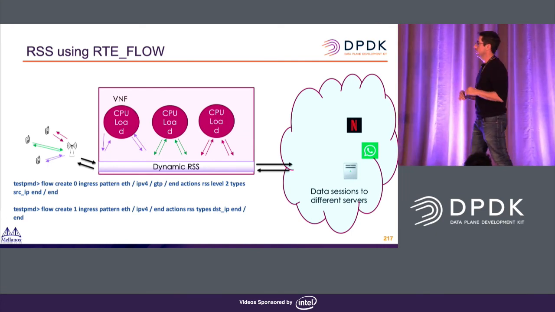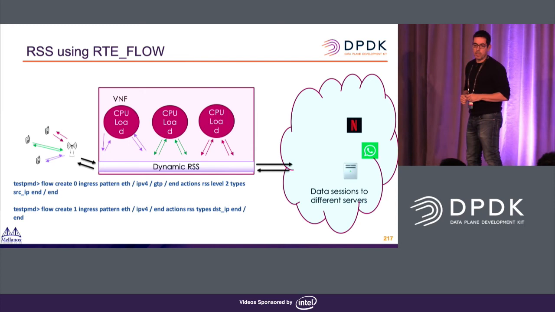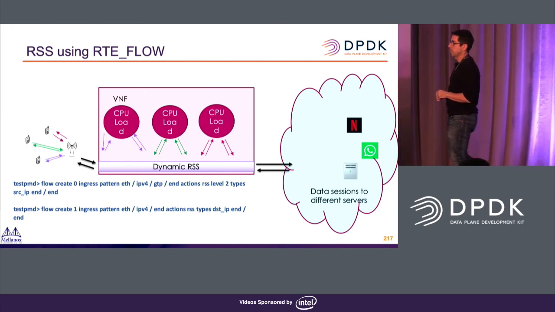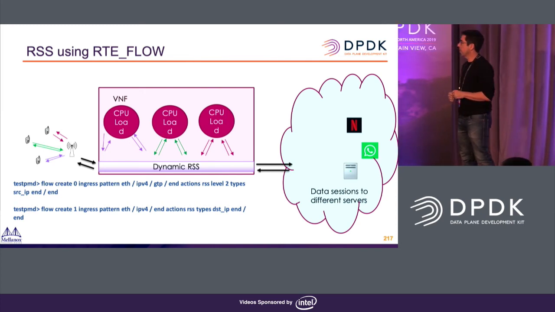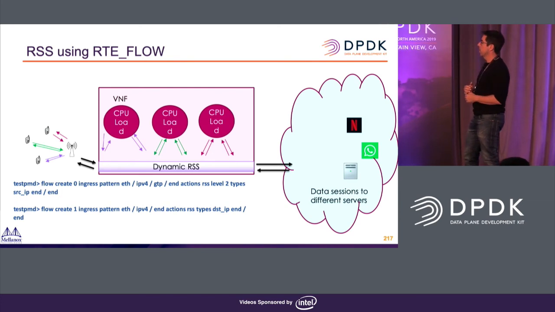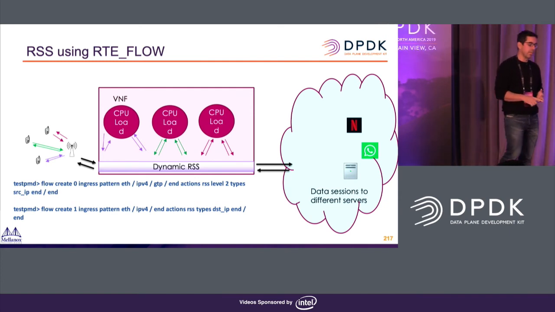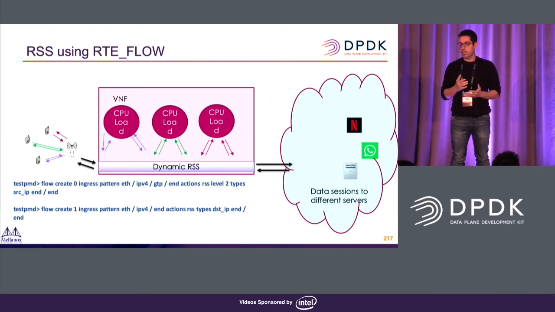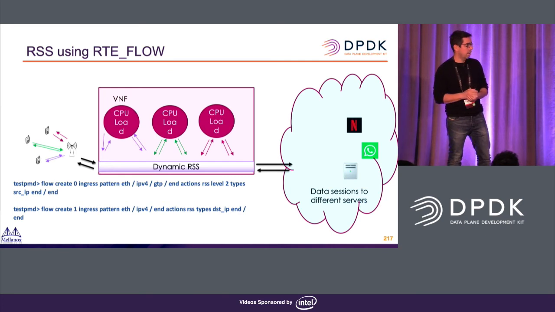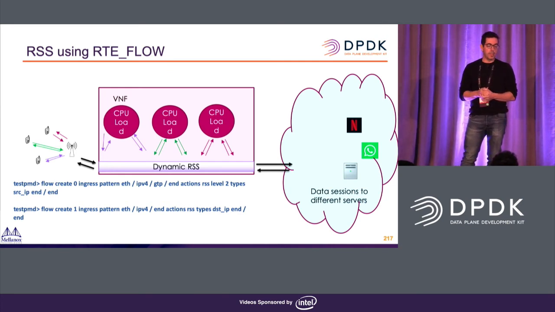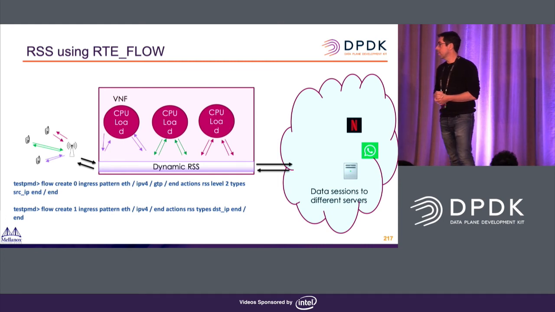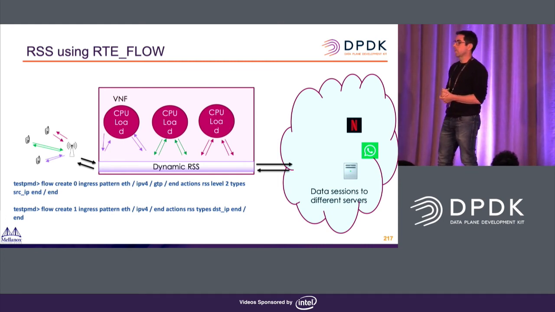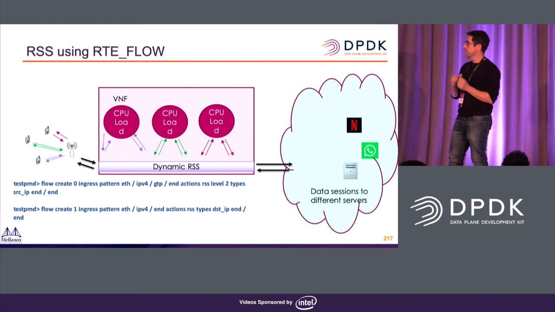Okay, this is an example for testpmd, after we implemented it and we ran GTP traffic. So traffic that's coming in, flow create 0 means traffic that comes from port 0, ingress, coming inside. It's Ethernet, it's IPv4, it is GTP, do RSS, and on level 2. Level 2 means the inner, and the type is source IP.